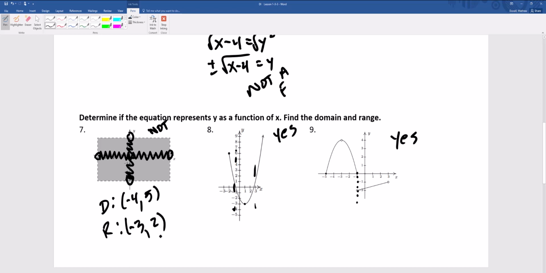For number 8, that gets projected down, so that's going to be from 2, and it looks like it goes on forever, so 2 to infinity. The range starts here at -3, and then it's all compressed, so it's going to go up to infinity.